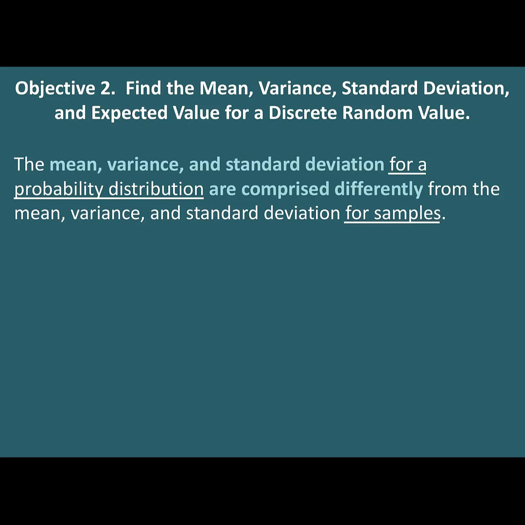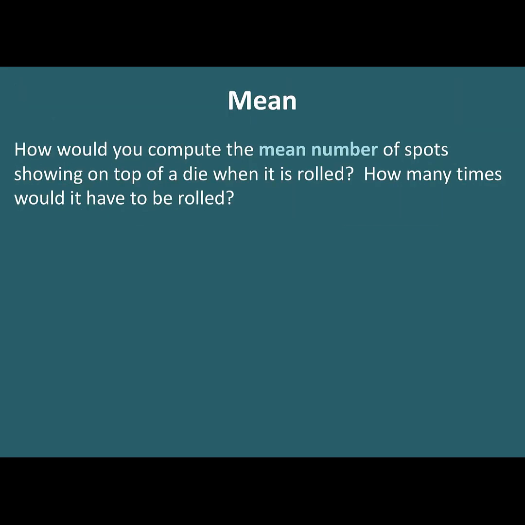The mean, variance, and standard deviation for a probability distribution are comprised differently from the mean, variance, and standard deviation for samples. Let's start with the mean.